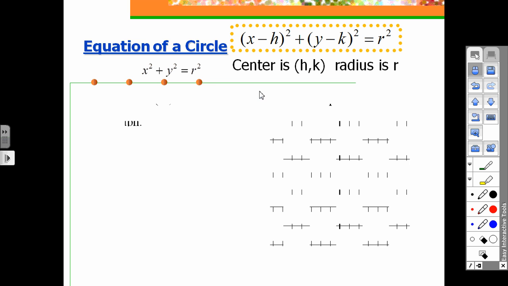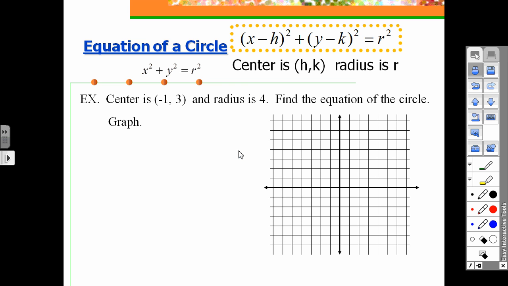So let's do an example and see how easy this is. All right, so they're giving us the center is at -1, 3. The radius is 4. We need to find the equation of the circle, and then we're going to graph it. So yes, folks, there's graphing. Pull out that graph paper.